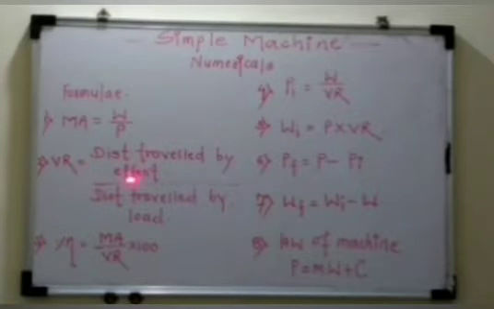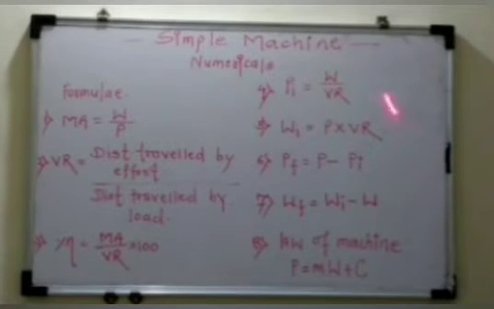VR is the distance traveled by effort to the distance traveled by load. Then efficiency is nothing but MA upon VR into 100. The generalized formula of efficiency is output upon input, but here output will be treated as MA and input is nothing but the VR. So efficiency is equal to MA upon VR into 100.